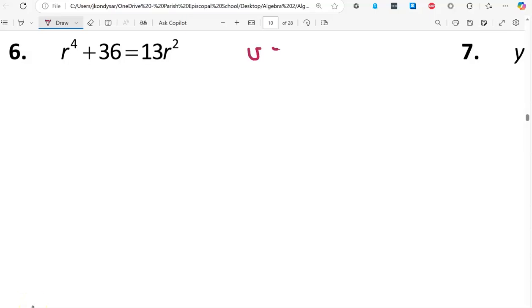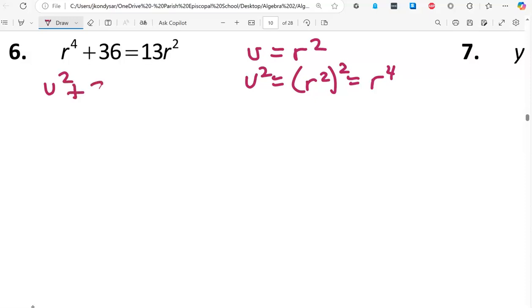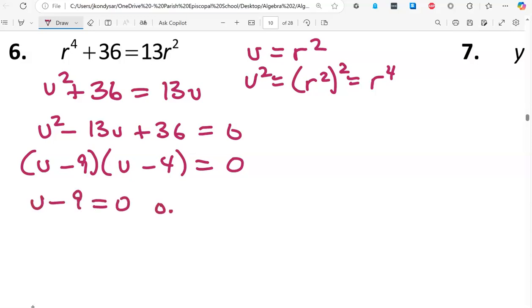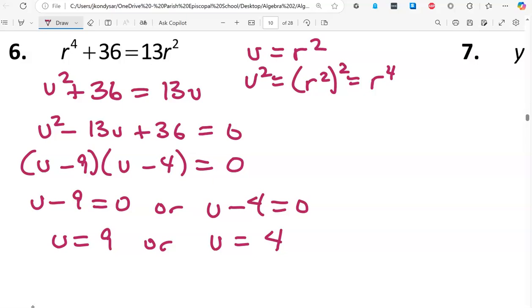In 6, we can let u equal r squared, which means u squared is r squared squared, which is r to the 4th. Making that substitution, u squared plus 36 equals 13u. Subtract 13u from both sides and factor. U minus 9 times u minus 4 is equal to 0. So u minus 9 is equal to 0, or u minus 4 is equal to 0, which gives us u equal 9, or u is equal to +4.